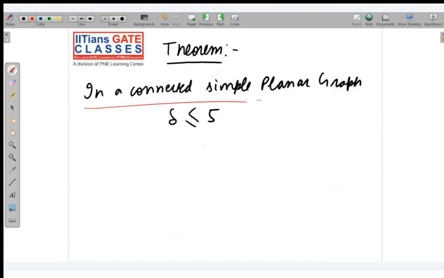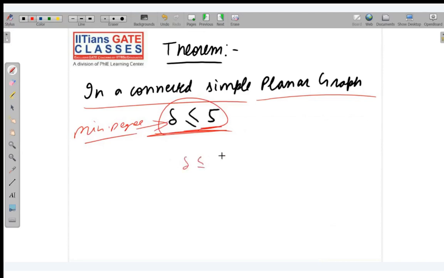So theorem: in a connected planar graph, delta will be less than or equal to 5. Delta was the minimum degree, so the minimum degree in a graph should be less than or equal to 5. Okay, so how can we prove it? This is very simple.